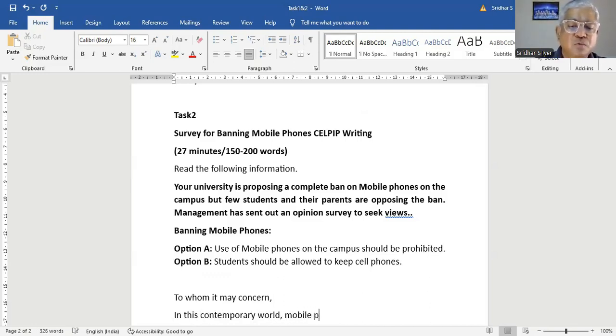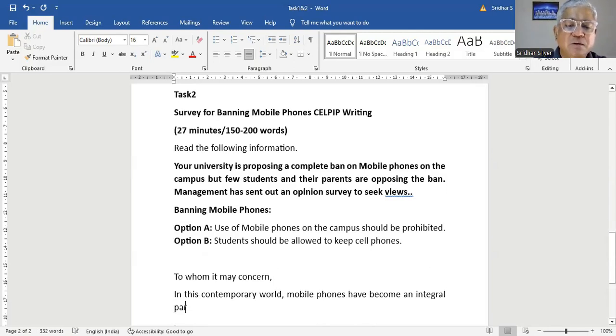Mobile phones have become an integral part of everyone's life. So there is a double E here, every. So spacing, I guess, yeah. Okay, to whom it may concern, in this contemporary world, mobile phones have become an integral part of everyone's life, or everyone's lives. Can we write in this manner, lives? No. Life. All right.